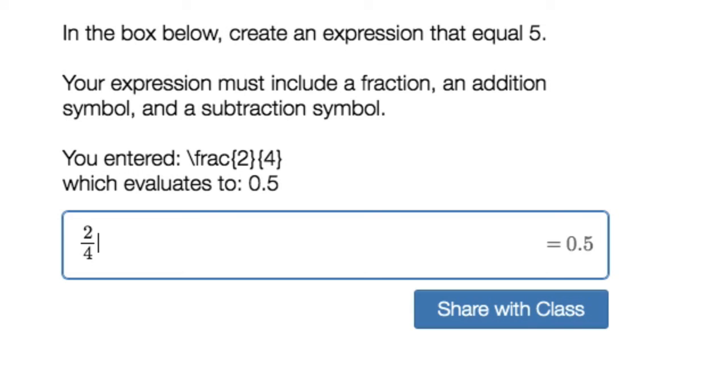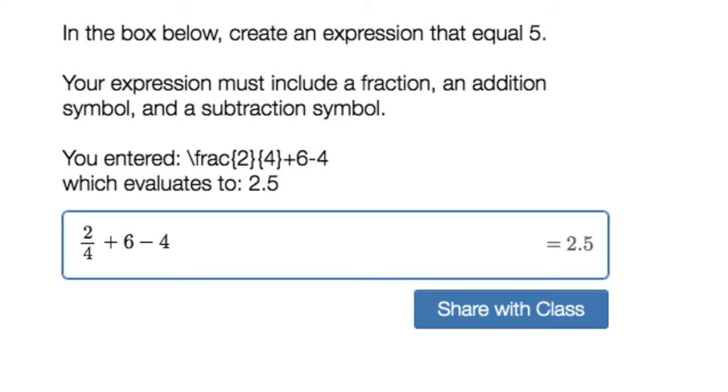So let's say I'm going to do an addition symbol here. If I do plus 6, so now I'm at 6.5. However, they want the final answer to be 5. So I'd have to subtract right here and figure out what I can subtract. I'm going to try 4. And that's too big. So right now my answer equals 2.5.